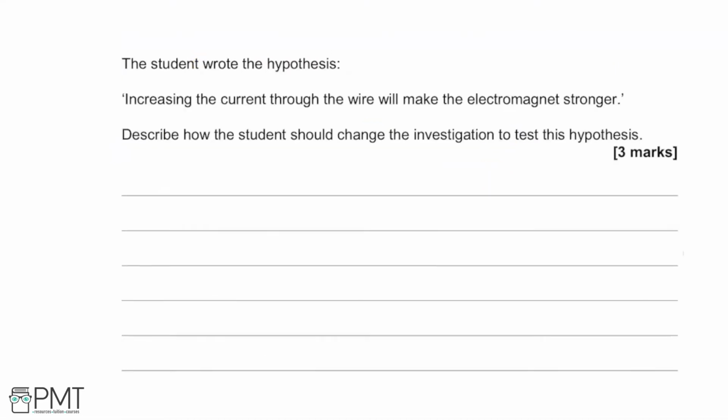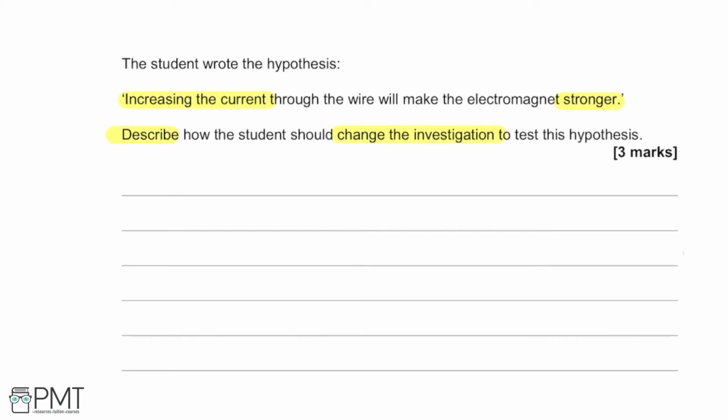So now in the final part of the question, we're told that the student wrote the hypothesis, increasing the current through the wire will make the electromagnet stronger. And then we're asked to describe how the student should change the investigation to test this hypothesis, as opposed to the original one that we were testing, which was to do with the number of turns of wire on the electromagnet. So this part of the question is worth 3 marks, so we're going to be stating 3 main things that the student should change to test this hypothesis instead.